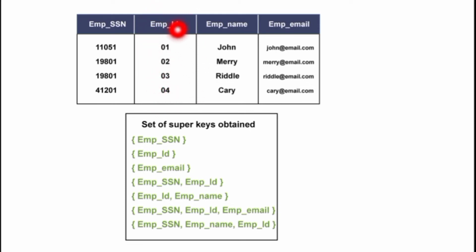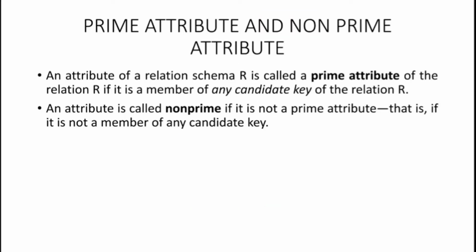So here employee SSN is the primary key, and my employee ID is a candidate key. It is eligible to become a primary key, but it is not the primary key. So employee ID can also become a primary key, but it is not. That's why my employee ID is a candidate key, and employee SSN is the primary key. So these are the basics. Next, only one more basic you need to understand for the second normal form.